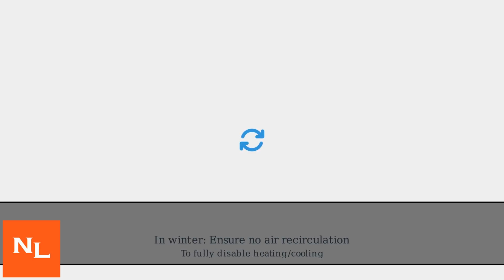Third method, if your vehicle has the command system, disable the AC through the menu options for more precise control. In winter, ensure no air recirculation is active to fully disable the system and prevent unwanted heating or cooling.